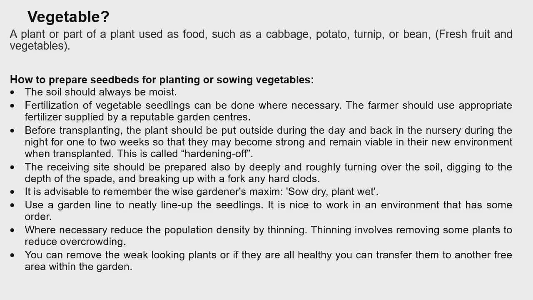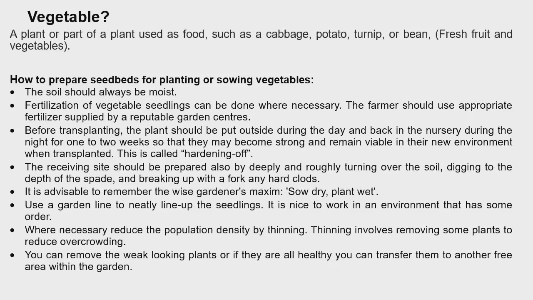Now, let us look at how to prepare seed beds for planting or sowing vegetables. When you are planting vegetables, in most cases, vegetables are planted on seed beds. Now you want to look at how you prepare these seed beds when you are planting or sowing vegetables. When you are preparing the seed bed, or when you are sowing vegetables, the soil should always be moist. So make sure that the soil is moist. You cannot plant or transplant or sow vegetables on dry soil.